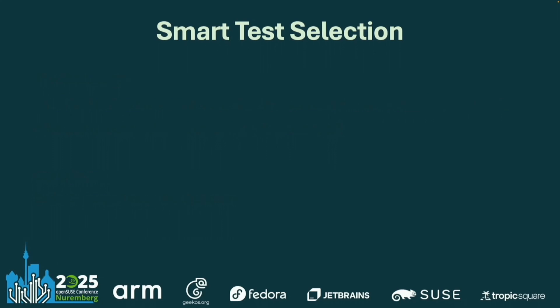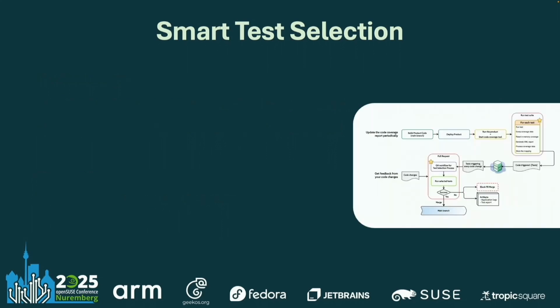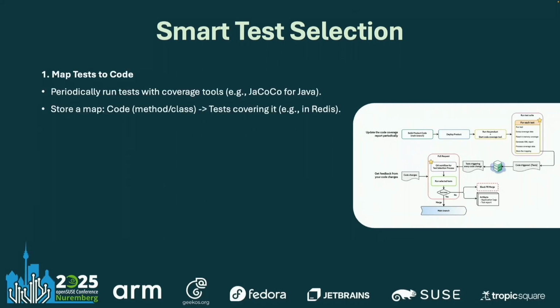It's a three-step process. First, we connect our tests to the code. We regularly run our tests using tools that check code coverage, like Jacoco for the Java parts of Uyuni. This makes detailed reports showing exactly which tests check which specific pieces of code, like methods or classes. Then we take this information and save it in a way that lets us search quickly.